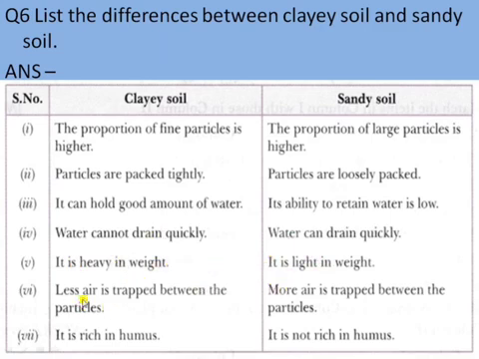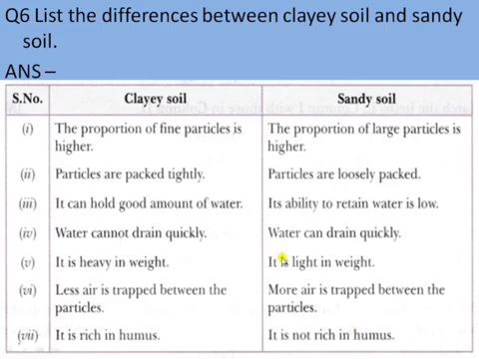In clay soil, less air is trapped between the particles. In sandy soil, more air is trapped between the particles. Clay soil is rich in humus and sandy soil is not rich in humus. Humus is the organic matter.